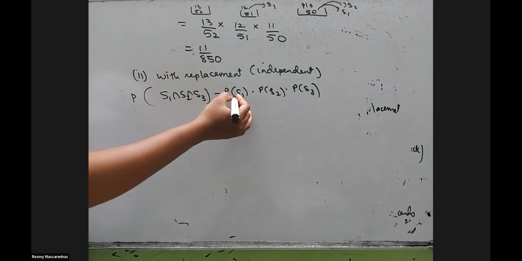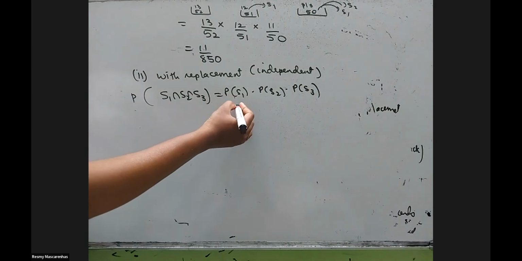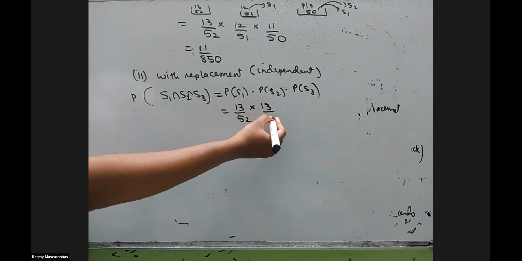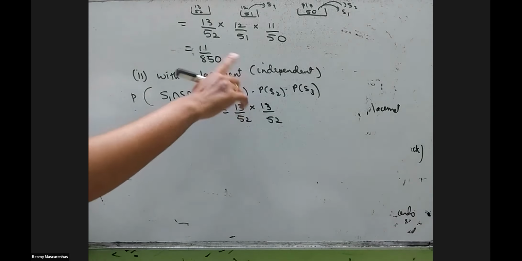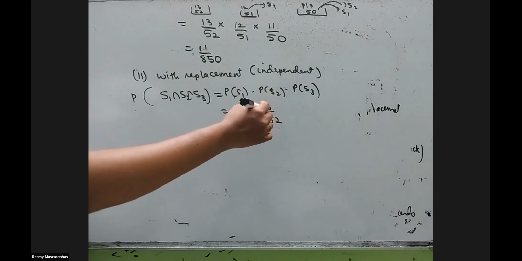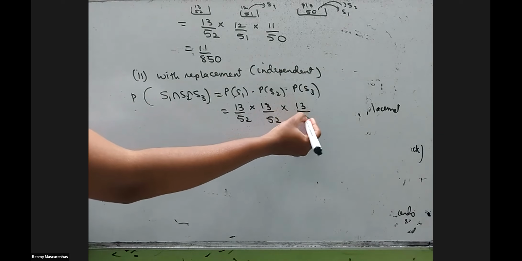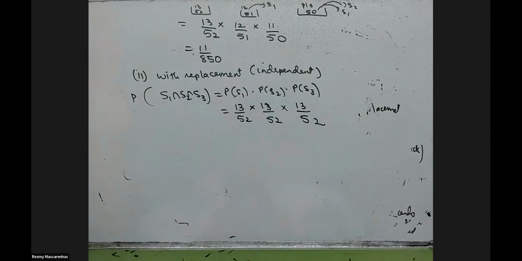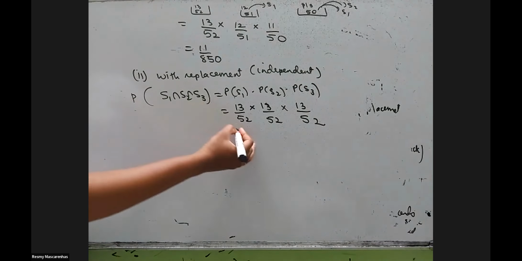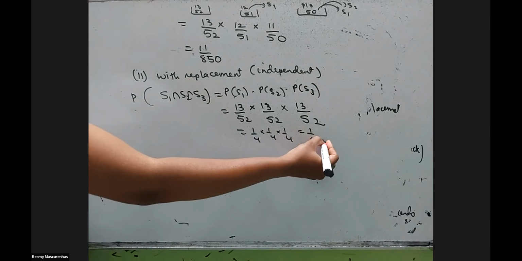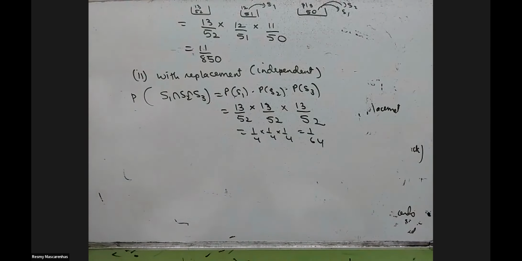The probability of S1: first time when you go, you have 13 out of 52. Second time also you will have 13 only, because you are keeping that card back. So when the second person comes to pick the second card, the same options will be there. Third person coming to pick the third card, same options. So 1 by 64 will be the answer.